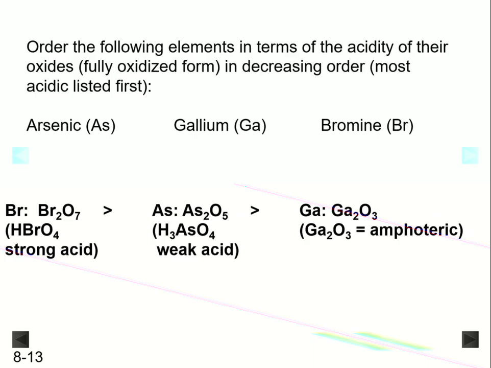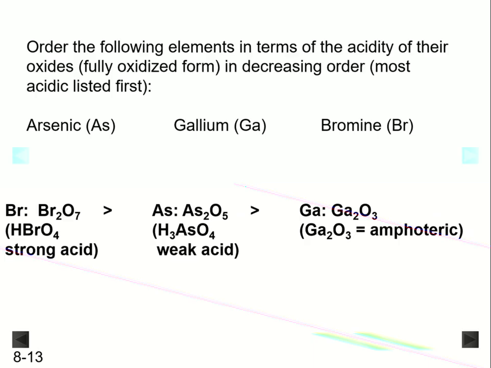Next over is arsenic. Arsenic forms As2O5. In this case, that is going to be designated as arsenic 5 oxide because it is a metal oxide. It's an ionic oxide. So arsenic is metallic. It's a main group metal. And if you take As2O5 and put it in water, you get arsenic acid, which is a weak acid. More importantly, what you should remember is that arsenic is a more metallic element than bromine.